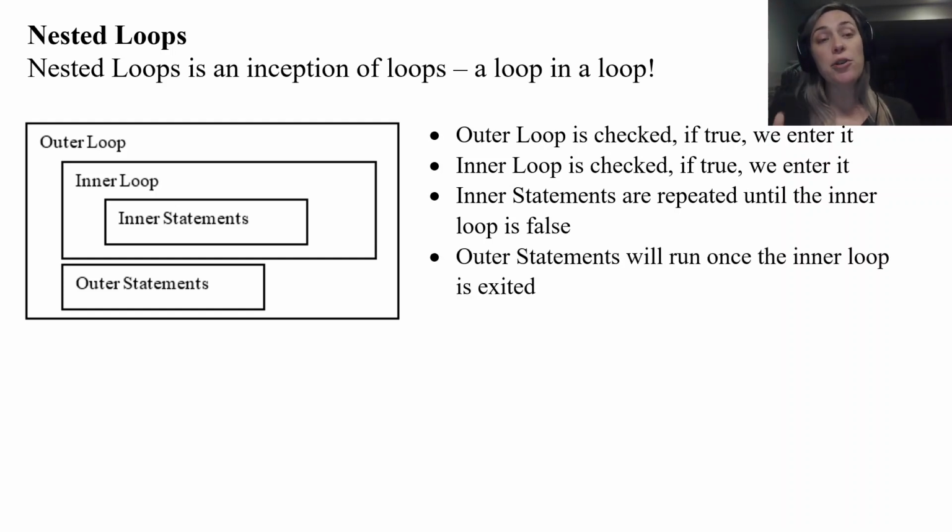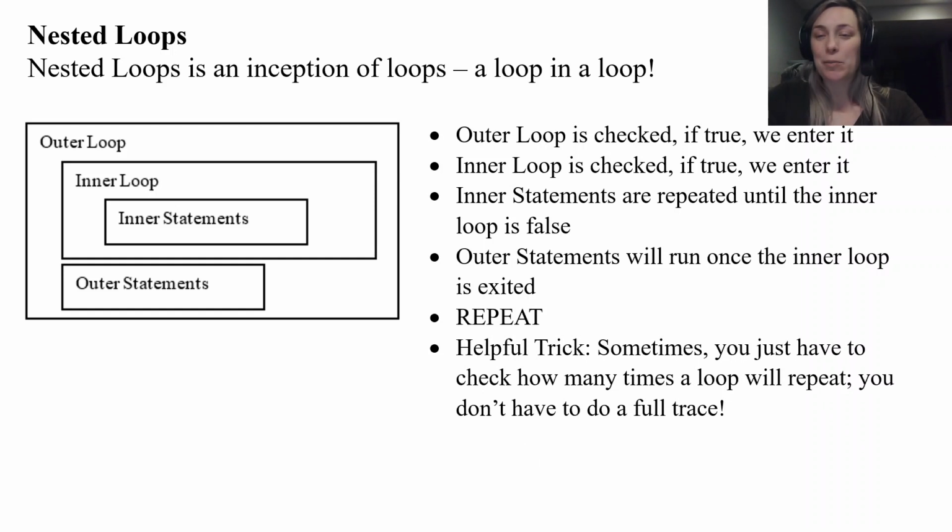And then we reach the outer statements, which will run once the inner loop is exited. It'll run once. Outer statements will run, and then we repeat. We go back up, we check the outer loop. If it's true, we enter the inner loop. Inner statements are repeated, outer statements are then repeated once, and then check back up. Okay, loop inside a loop.